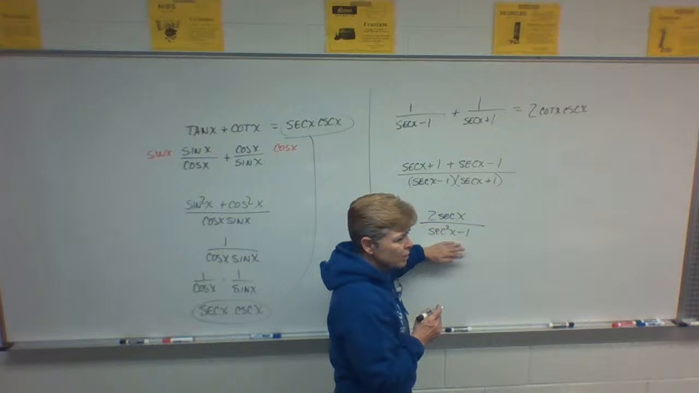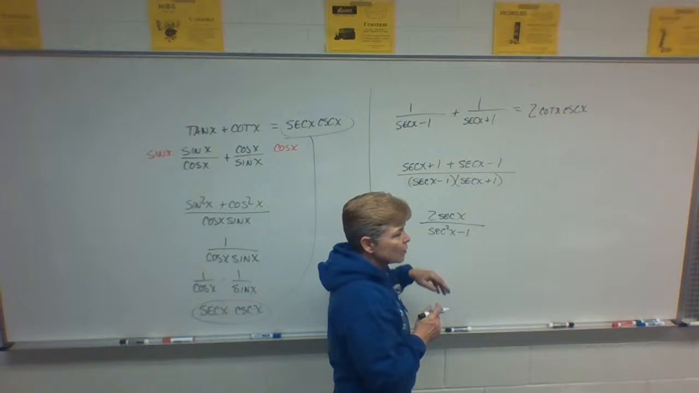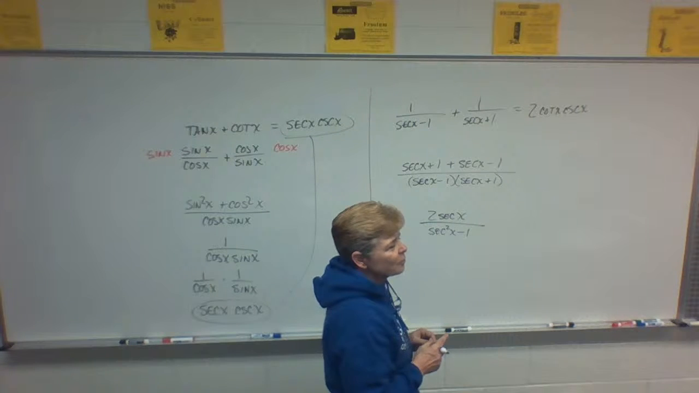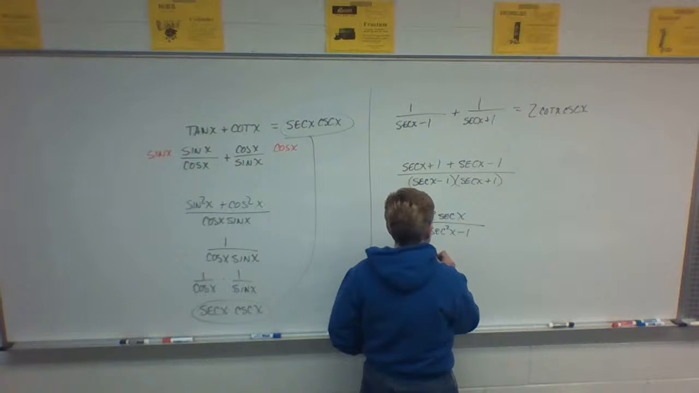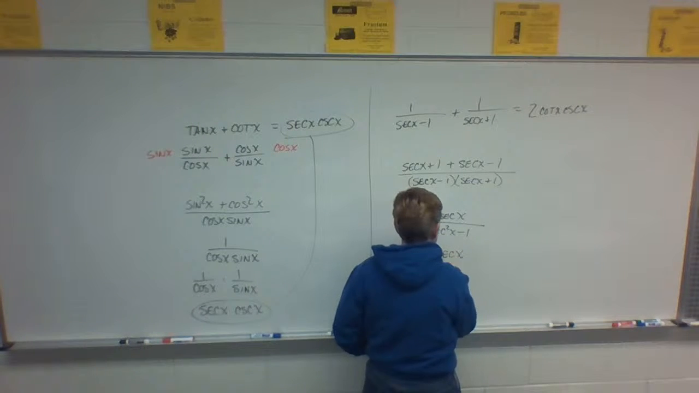Is it tangent squared? Yeah, there you go. Look it up. Get it memorized. Secant squared minus 1 is tangent squared. So it's 2 secant over tangent squared.